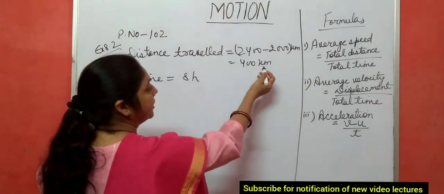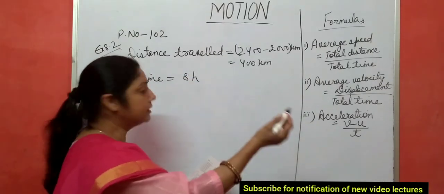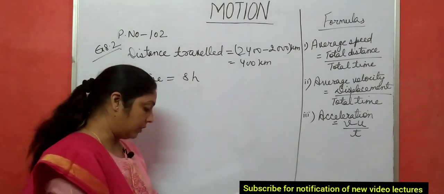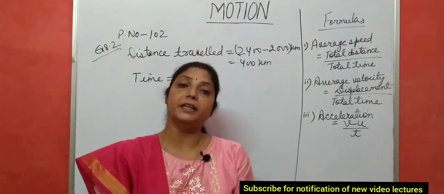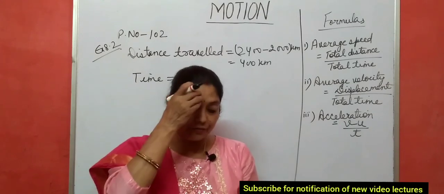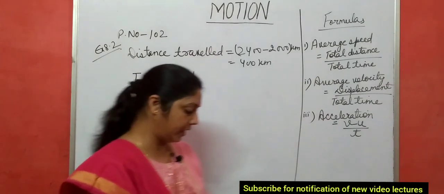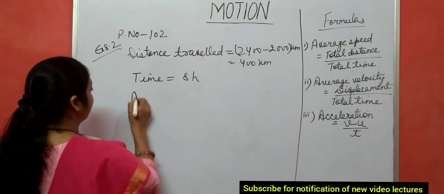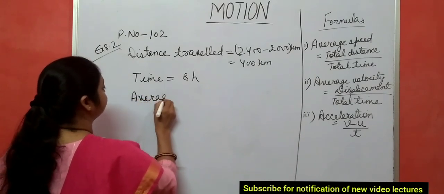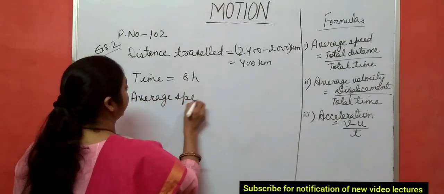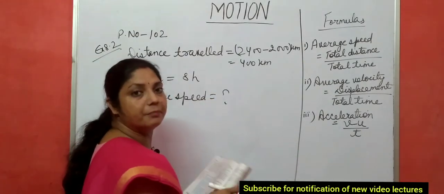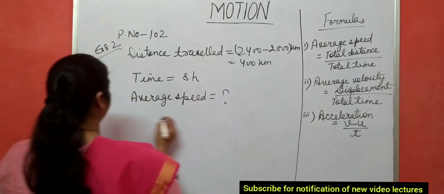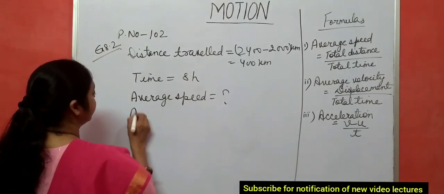I am not converting this kilometer into meter and this hour into second because you have to calculate average speed in kilometer per hour first, then after that in meter per second. So what you have to calculate? Average speed. Again, which formula to use? Number 1: total distance traveled by total time taken.